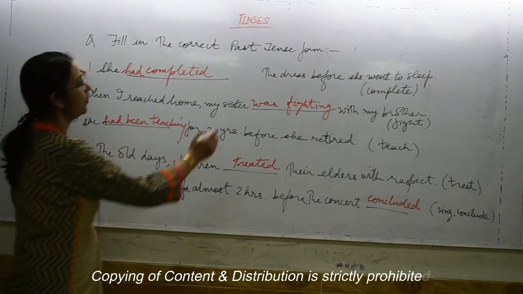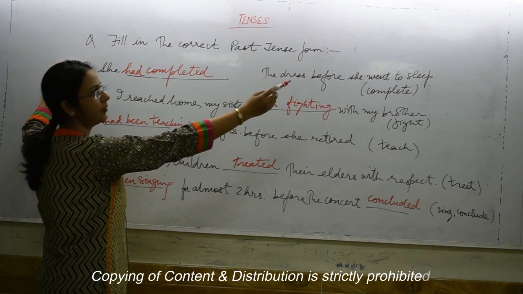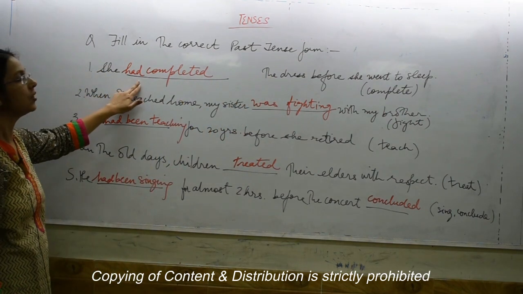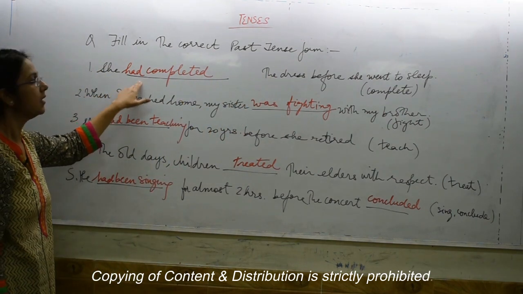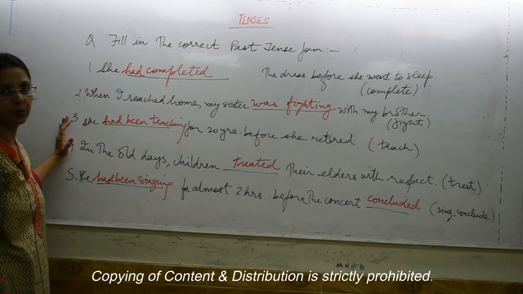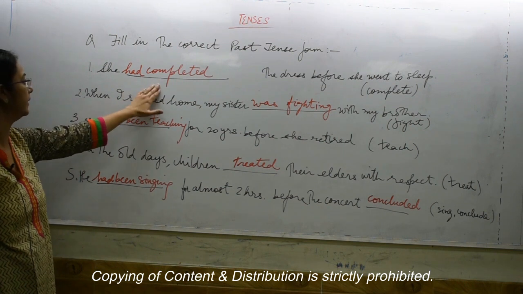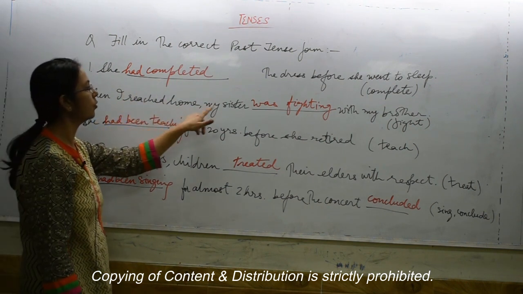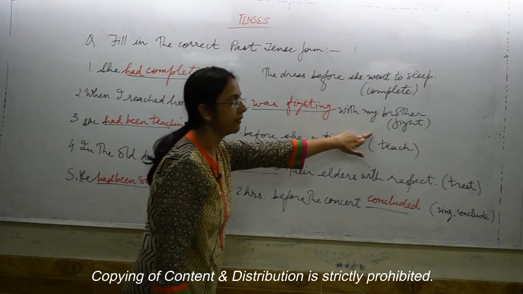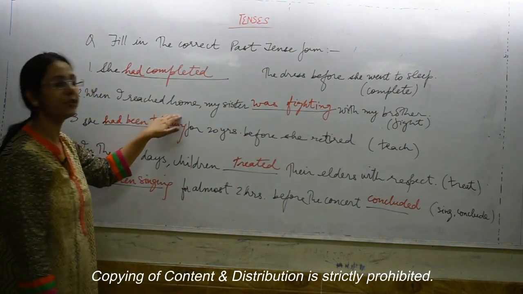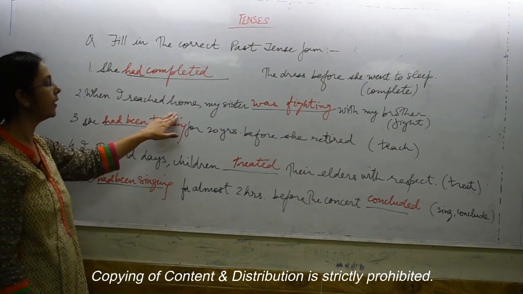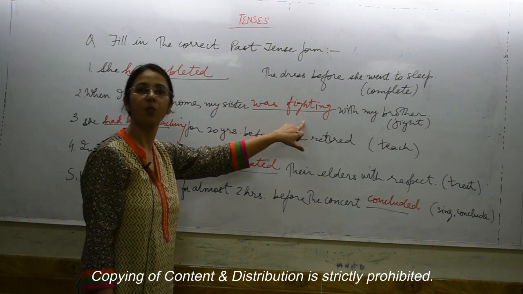Over here we have to use complete: the dress before she went to sleep. So, she had completed the dress before she went to sleep. She has already completed, that's why had completed. When I reached home, my sister with my brother fight. When I reached home means at that very particular point, that is why my sister was fighting.